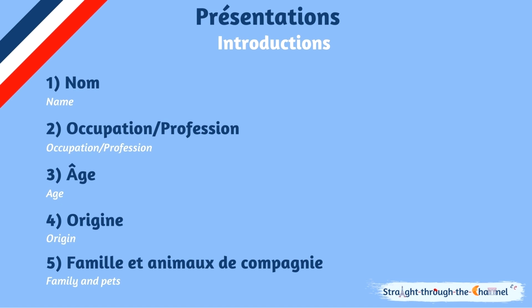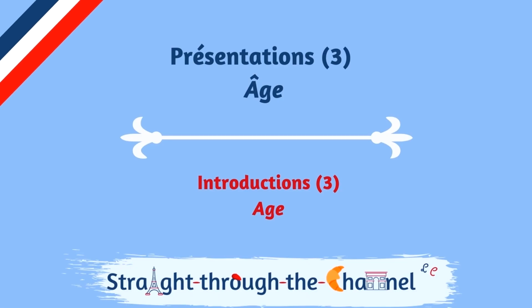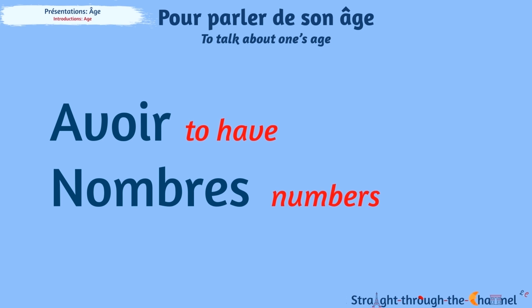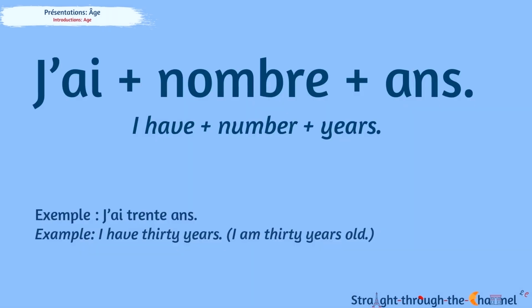This video is the third part of the introduction series where we will learn to talk about our age. And for this, we will need to learn how to conjugate the verb avoir, to have, and learn all our numbers up to 100, hoping I don't get accused of ageism if you need to talk about anyone over the age of 100. So, to tell someone your age, you will need to say j'ai, add a number in, and follow it by the word en.